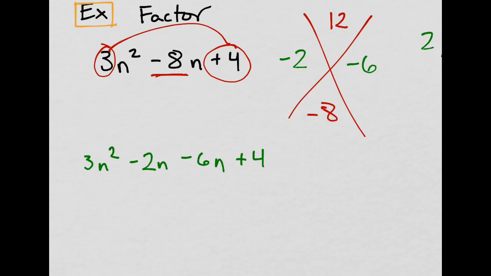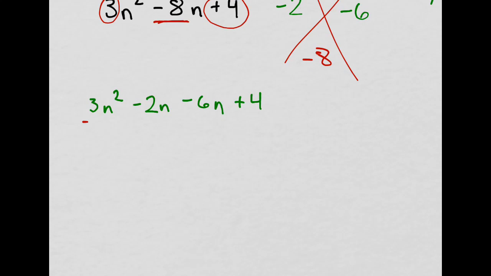Okay, that's pretty good. And then I got to group them. So the next step is to group these two things. I got this group, and I got this group, and I just factor out a GCF from each. So what can I divide by here and here? Looks like only 1, and the smallest power, so 1n. That's okay. Whatever I divide by goes on the outside.